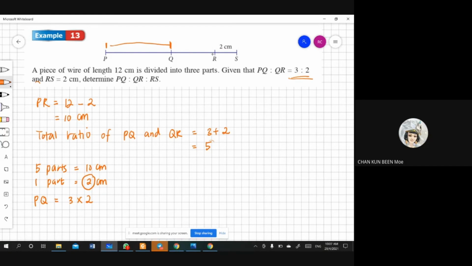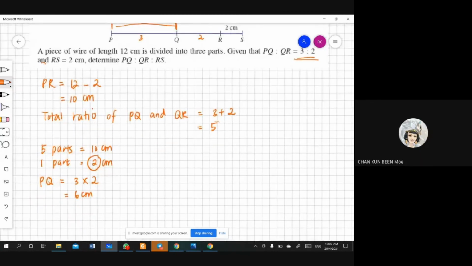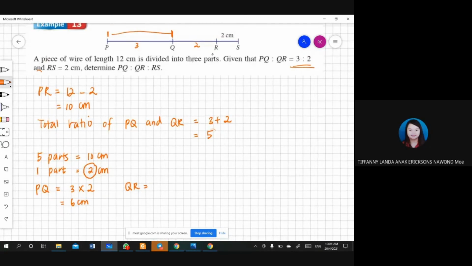Okay, very good. So I rewrite again. PQ is 3, QR is 2. So 3 times 2, the answer is 6 centimeter. Whereby, if you want to find QR, how to find QR is the same as PQ actually. QR, 2 times 2. Very good, because the ratio is 2. So we use 2 and then we multiply 1 part is 2. So 2 times 2 equal to 4. Okay, so can we write down the ratio of PQ to QR to RS already?